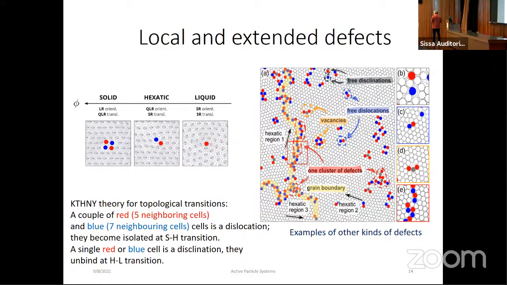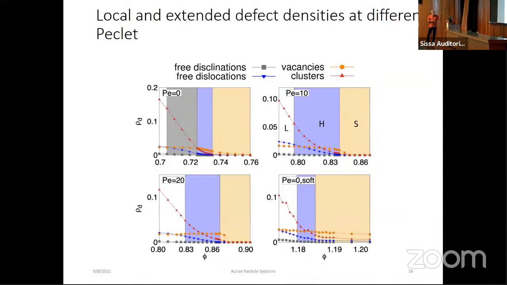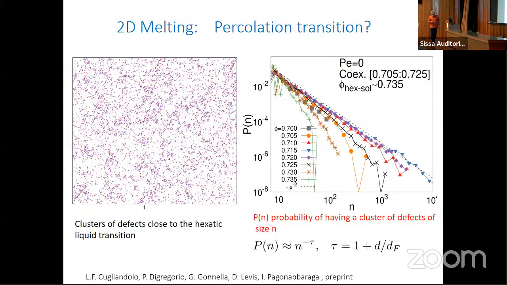Let me take another two or three minutes, not more. Let me tell you that the Kosterlitz-Thouless-Halperin-Nelson-Young transition refers to these local defects. But actually, in simulation, you find many more extended defects, clusters of defects, that in the hexatic phase are the dominant ones. As you can see from our paper, from the statistics of what we found, there is a percolation transition of the defects that occurs very close to the liquid-hexatic transition.